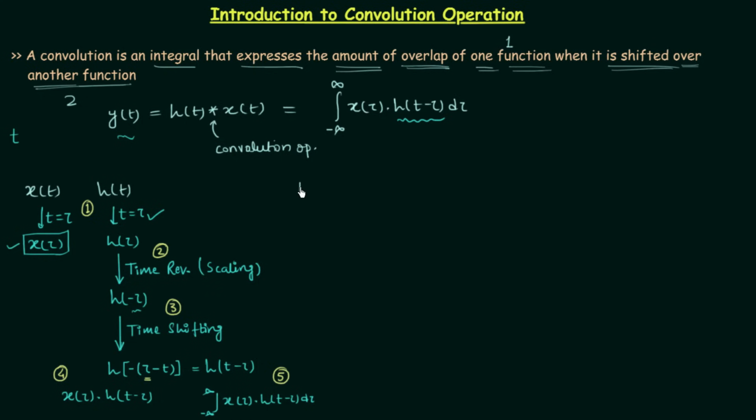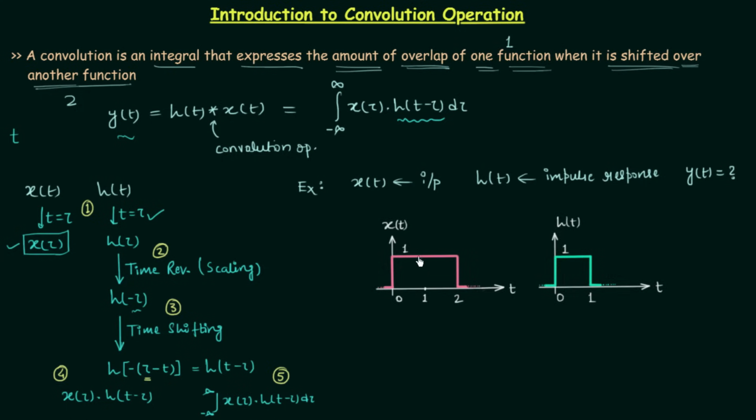In this example we have x t, the input of the LTI system, and we also have h t, the impulse response of the LTI system, and we are interested in calculating the output of the LTI system. So I will quickly draw the waveforms of the input and the impulse response. We are performing the graphical convolution here following all the 5 steps. So let's see how the waveforms look.